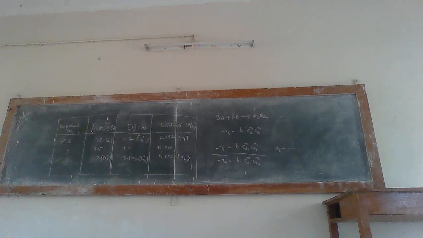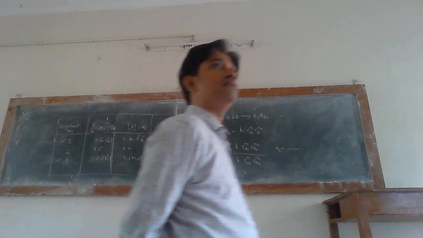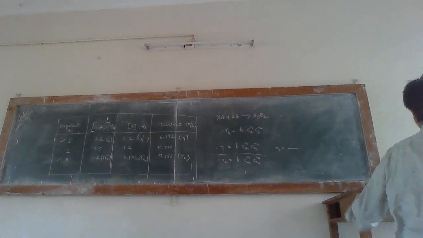I want N1 and then N2. N1 is 2.2. Any other value for N1? 2.4. Others.